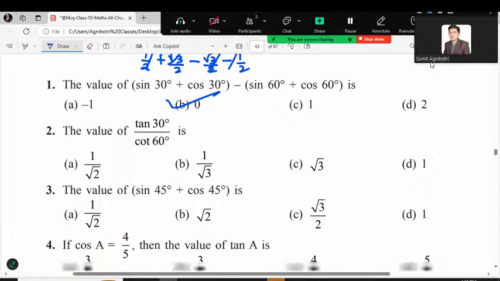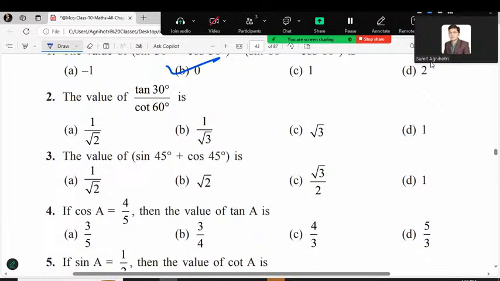Okay, what about the second question? Tan 30 over cot 60. Tan 30 is 1 by root 3 and cot 60 is simply 1 by root 3 itself. Cot 60 is also 1 by root 3. Is it 1 that you got?